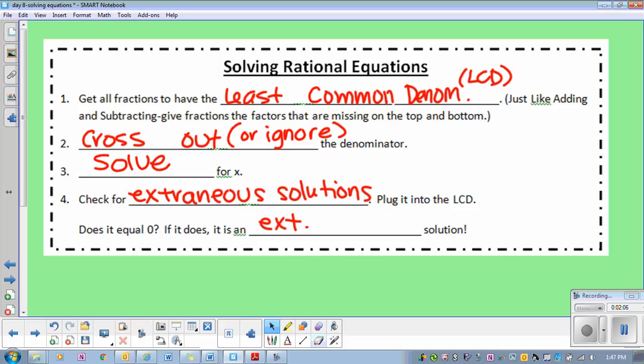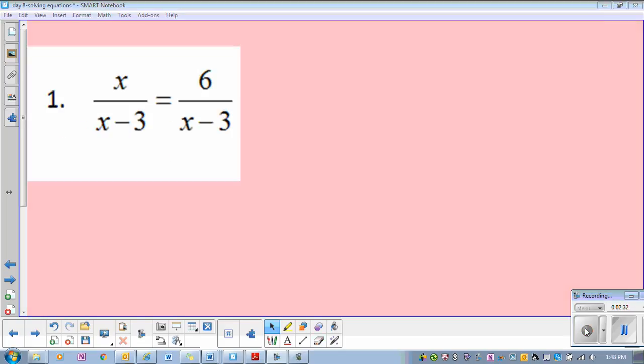Okay? I don't care if it equals 5, 5,000, 0.5, doesn't matter. As long as it's just not 0, then it's a solution. Okay? All right, so let's try example 1. All right, so let's look at this first one.